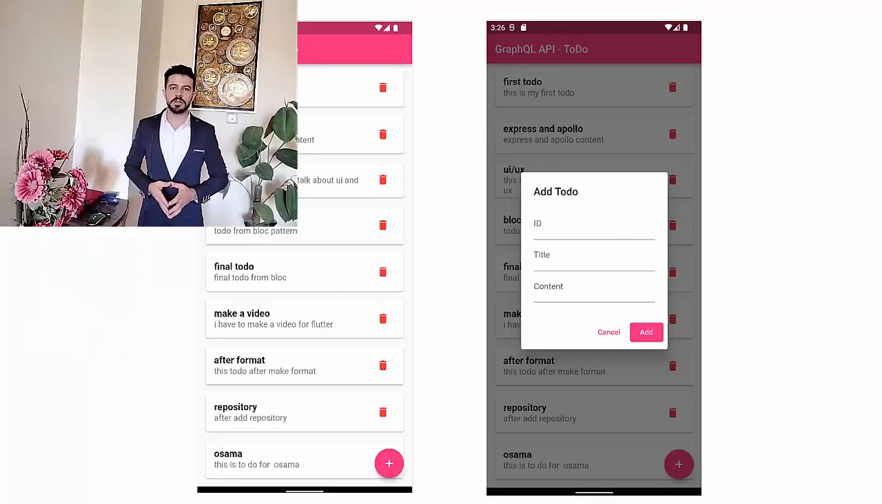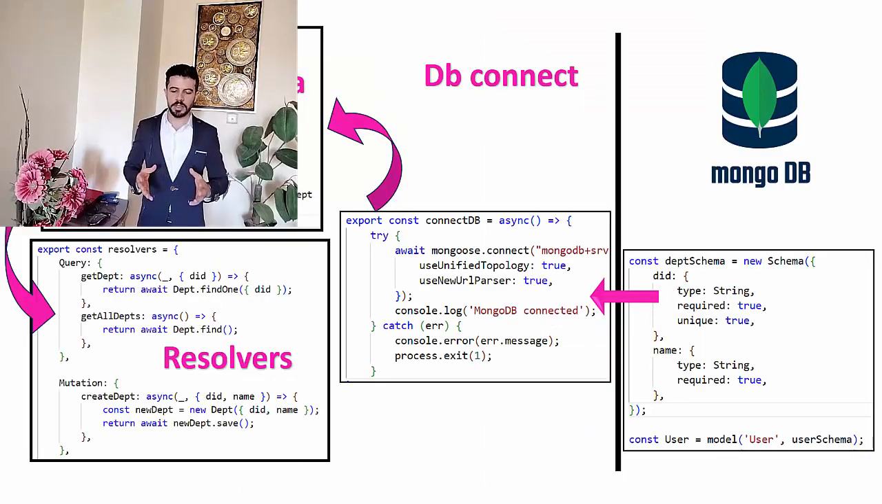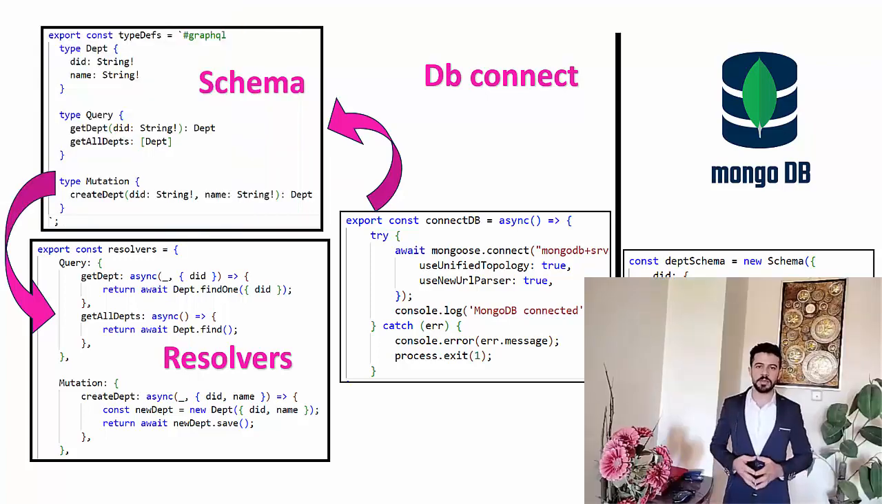The roadmap for this course will be like this. We will start with some theoretical information about the subject, and then I will show you a structure of the subject. I will show you the application. The application will have the database, and here we have to make a schema and then connect to the database. After that, make a schema for GraphQL and then make resolvers and so on.